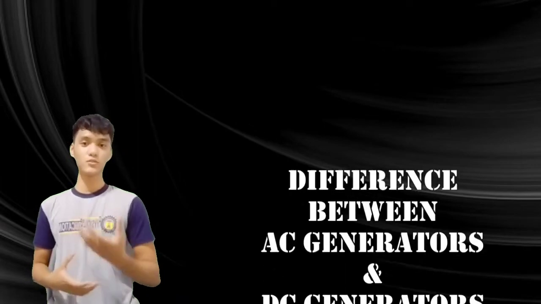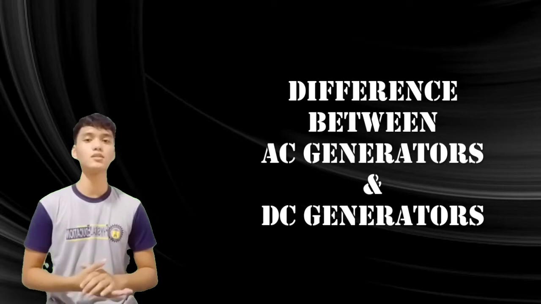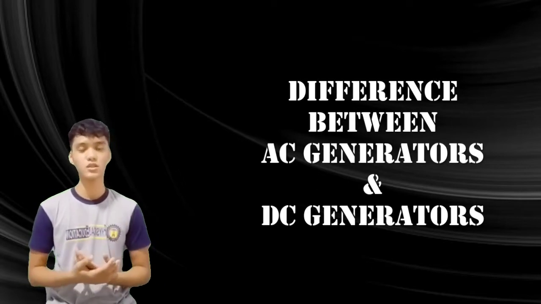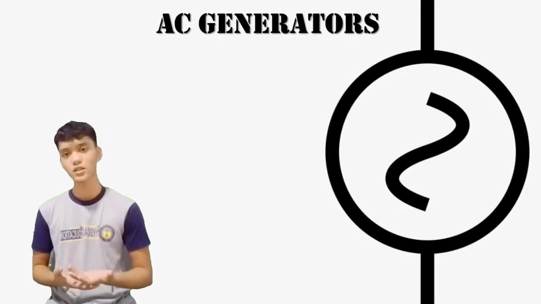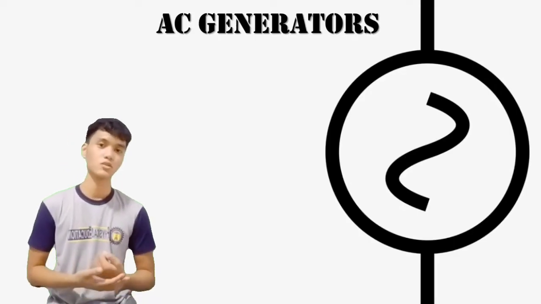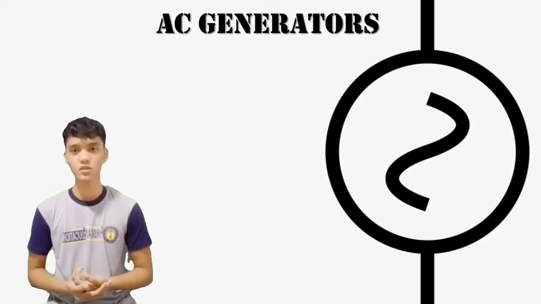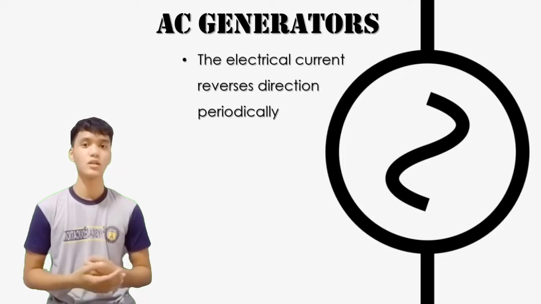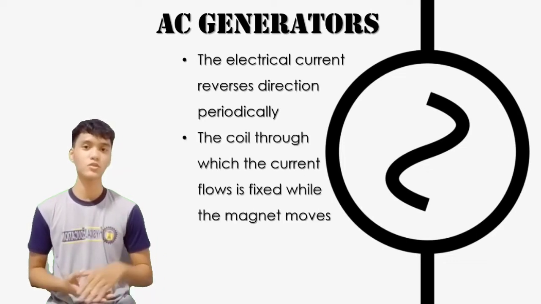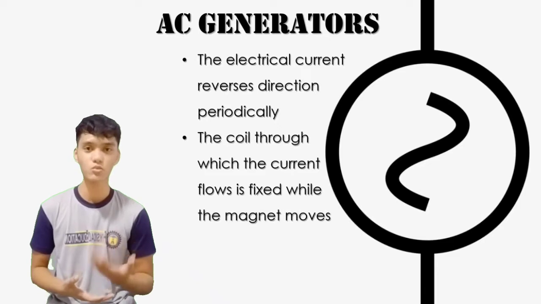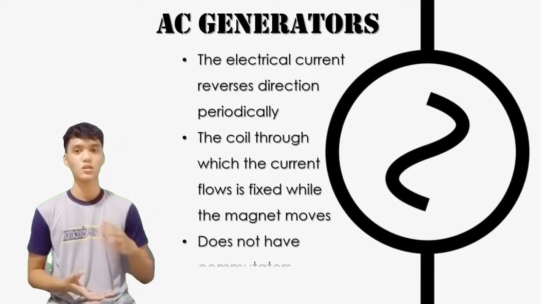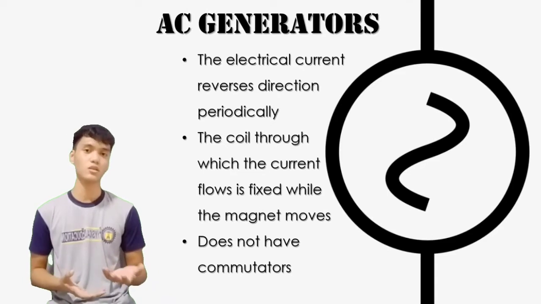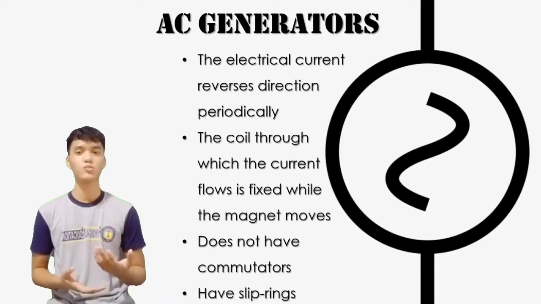The difference between AC and DC generators. First, we will define the AC generator, or alternating current generator. In an alternating current generator, the electrical current reverses direction periodically, and the coil through which the current flows is fixed while the magnet moves. The AC generator does not have commutators, and it has slip rings.